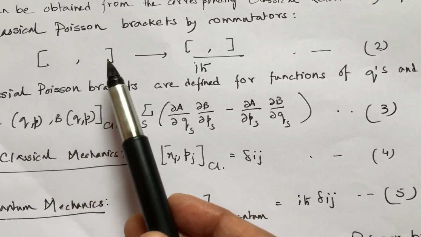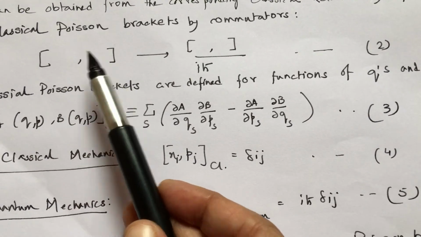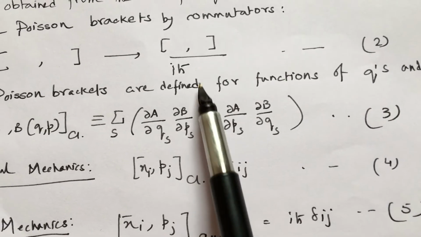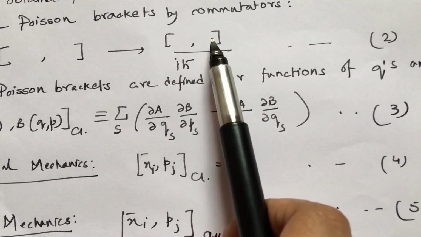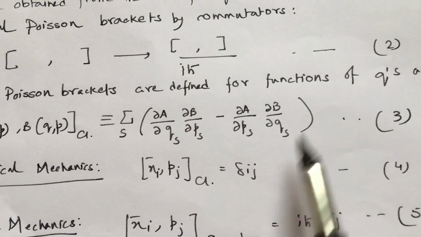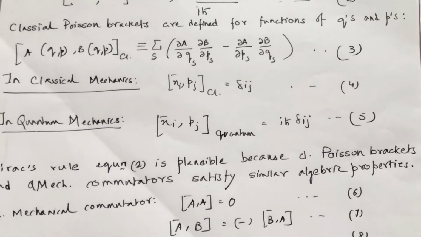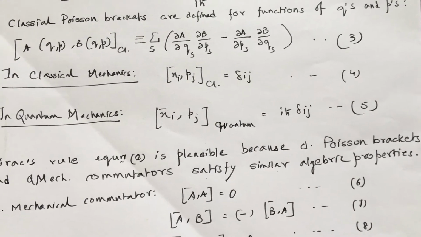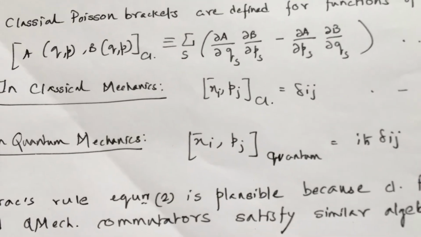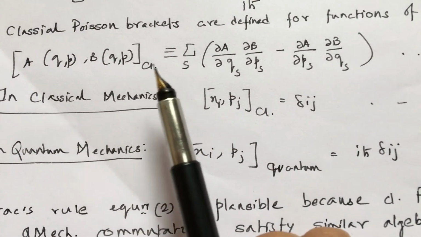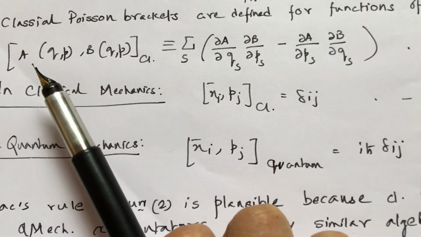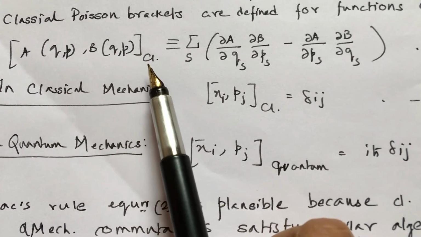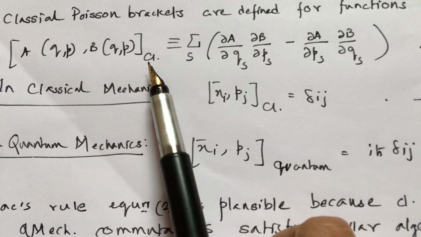If this is classically the Poisson bracket of two variables or functions, in quantum mechanics this becomes the commutation relation of the same variables divided by i h cross. This is equation 2. For two functions q and p, the classical Poisson bracket by definition can be written like this. Suppose A is a function of both q and p, B is a function of both q and p. This is the classical Poisson bracket relation.